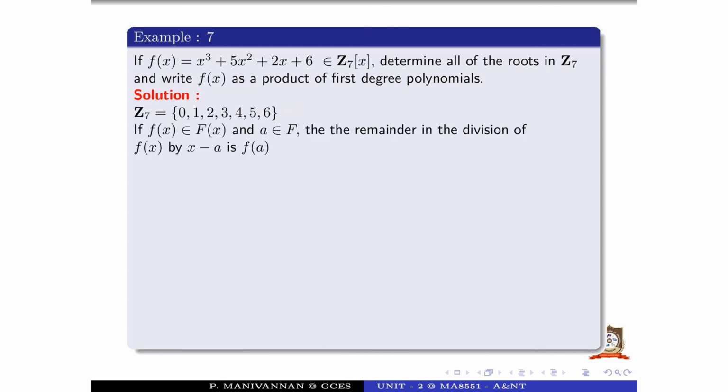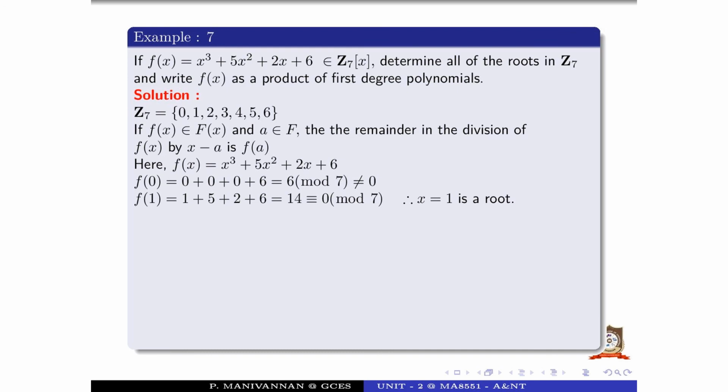If f(x) belongs to F[x] and a belongs to F, the remainder in the division of f(x) by x minus a is f(a). The remainder is f(a). Here, first put f(0), which is 6, not equal to 0. Not equal to 0 means x = 0 is not a root.